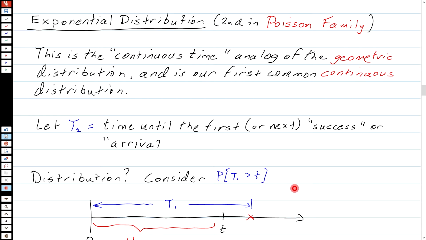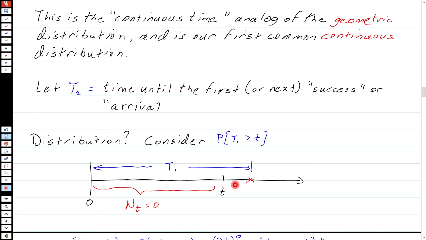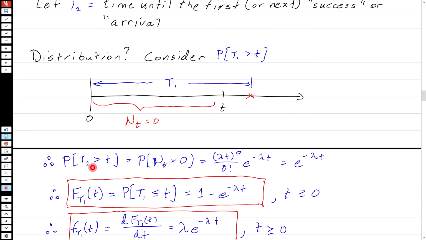So if T1 is greater than t, it means my X is beyond the position t. Okay? In other words, between here and here, I have no arrivals. So N_t is equal to 0. That means the probability that T1 is greater than t is also equal to the probability that N_t is equal to 0, which I'm writing here. And I know what this is. That comes from the Poisson distribution. It's (lambda t) to the 0 over 0 factorial, which is 1, times e to the minus lambda t. So the probability that T1 is greater than t is just e to the minus lambda t.